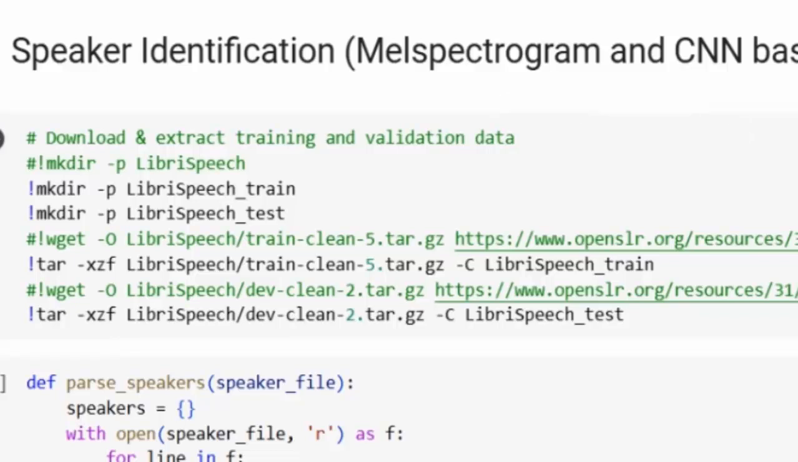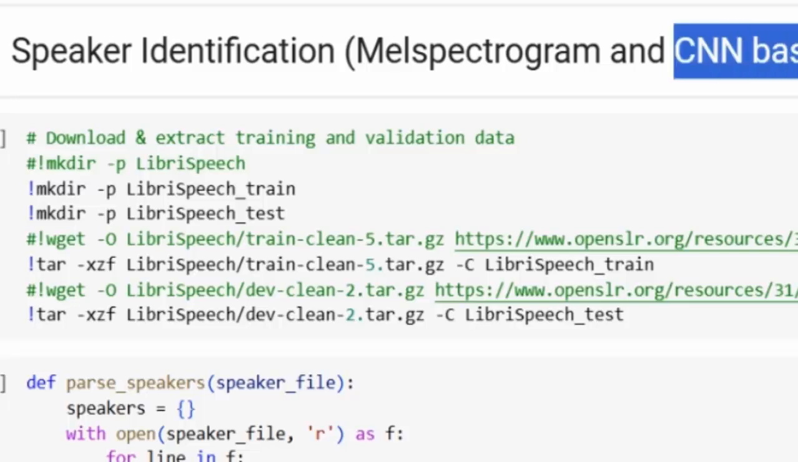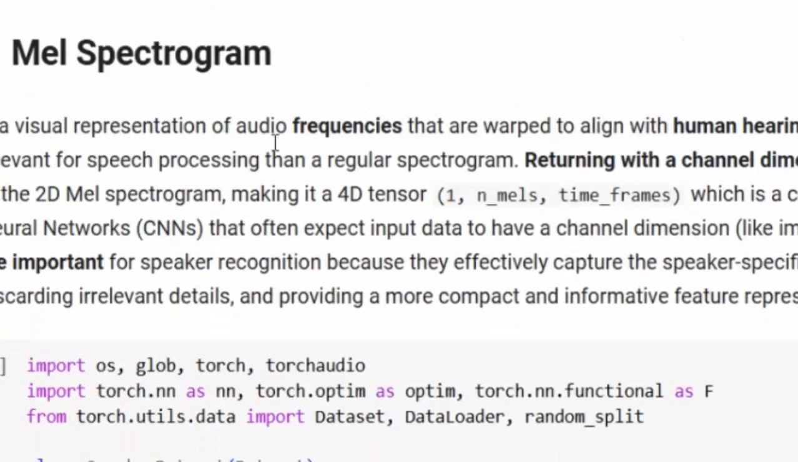Hello everyone. In today's video, we are going to talk about speaker identification and we are going to train a CNN based model. For the features, we used a Melspectrogram to feed this CNN. We know that most of the time CNNs are used for image classification related tasks, and most of the time they work with images. So what we do is create a Melspectrogram of an audio signal, which is a speech signal, and we feed that to the CNN.